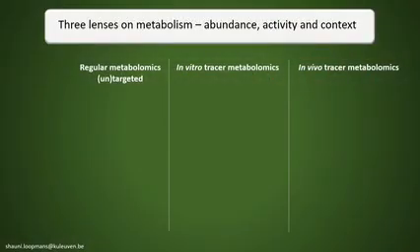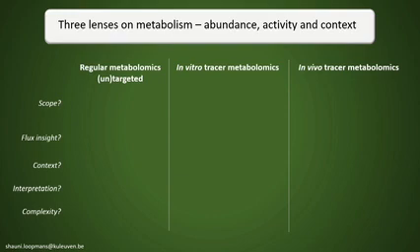So we've had our introduction on stable isotope tracing, but let's take a step back because it may help you understand a bit better where in vivo stable isotope tracing becomes useful. If we look at our different types of metabolomics, we can discriminate regular metabolomics, either untargeted or targeted, in vitro tracer metabolomics, and lastly, in vivo.